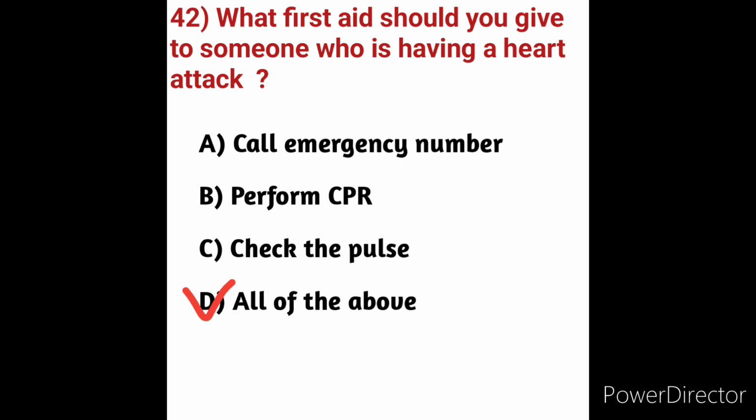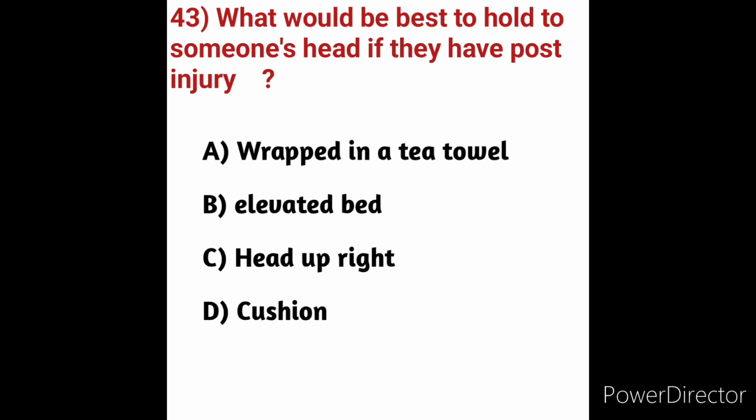Next we will move on to question number 43. What would be best to hold to someone's head if they have a head injury? After a head injury, what is best to hold to someone's head? We will see the options. Option A, wrapped in a tea towel. Option B, elevated bed. Option C, head upright. Option D, cushion. You can hold a cold compress to a head injured client.